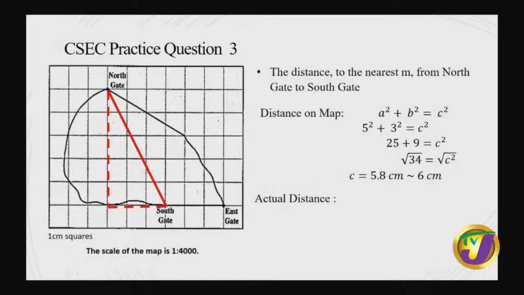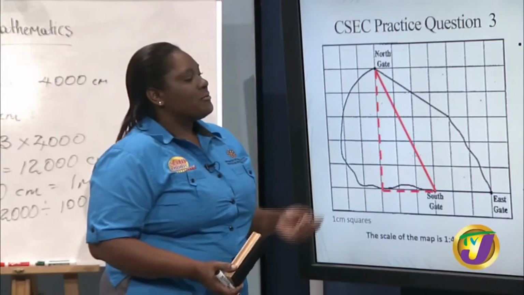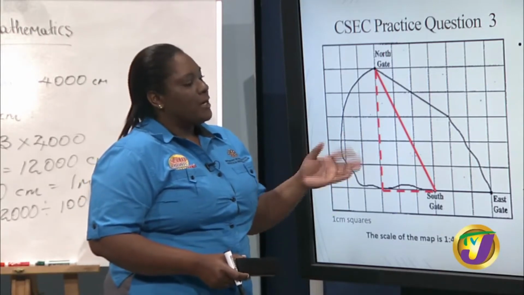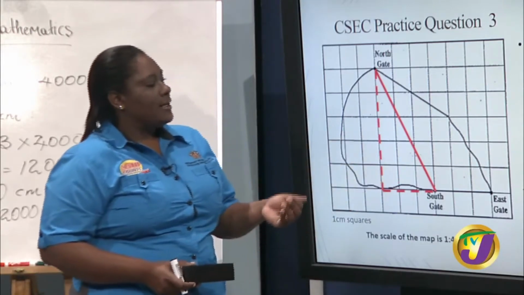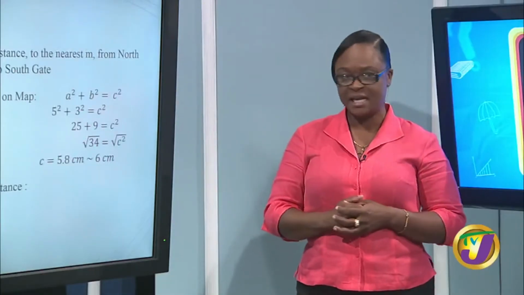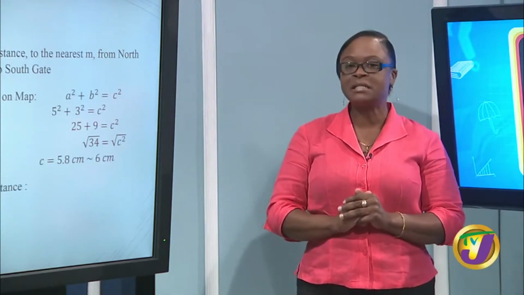Now, we do not want to find the hypotenuse squared or the length of the line squared. That's why we went ahead to find the square root. When we did that, our answer is 5.8 something, something, rounded off. And then we made an approximation to whole numbers to get 6 centimeters. So we see that the distance on the map from North Gate to South Gate is actually 6 centimeters.